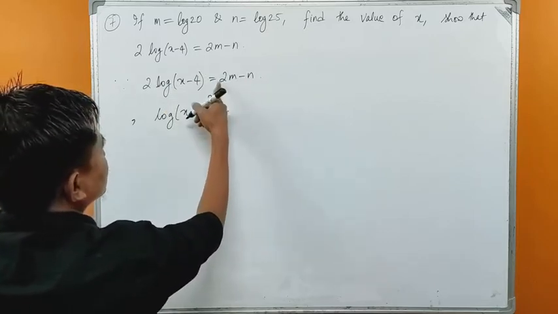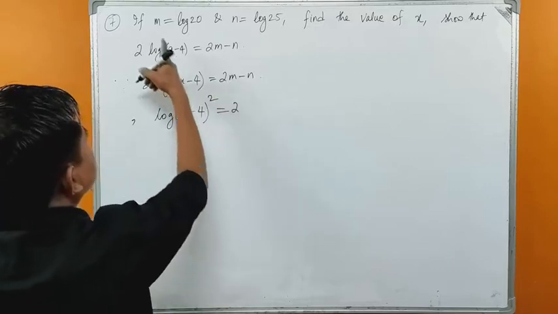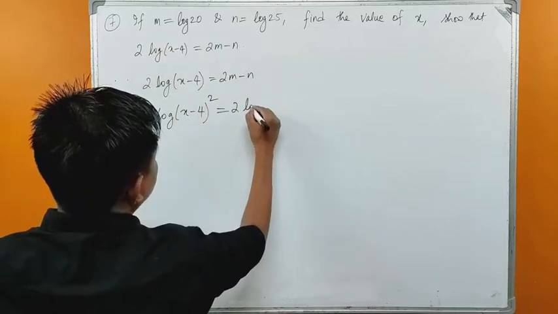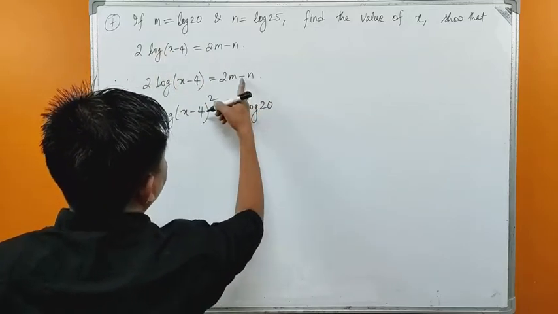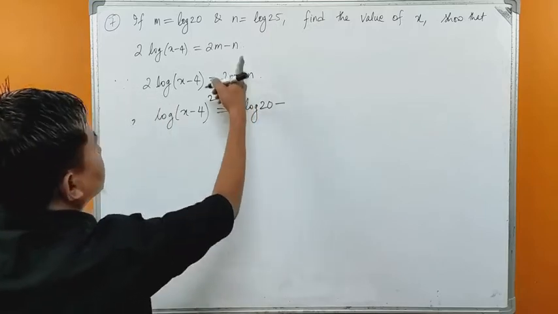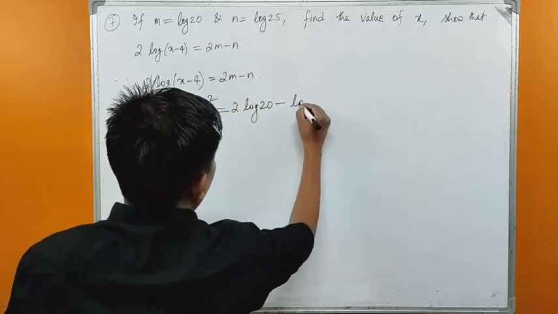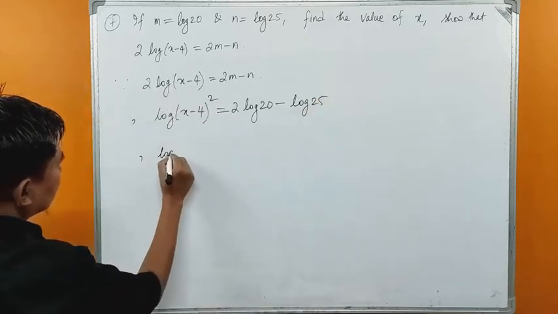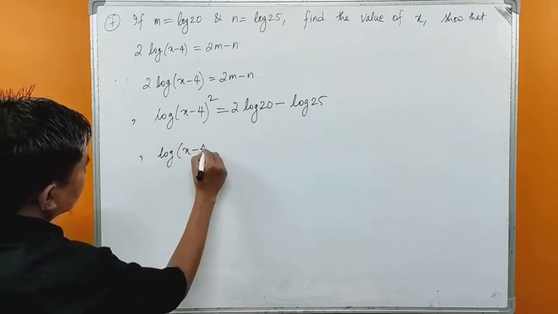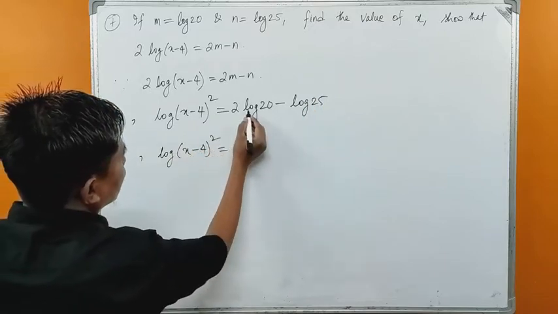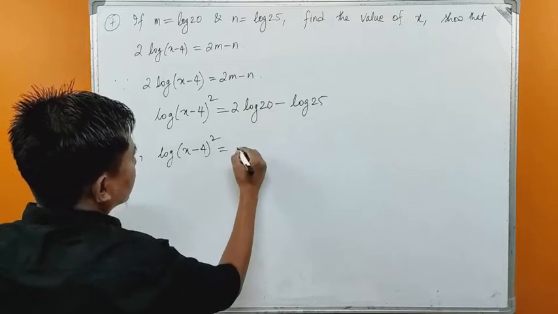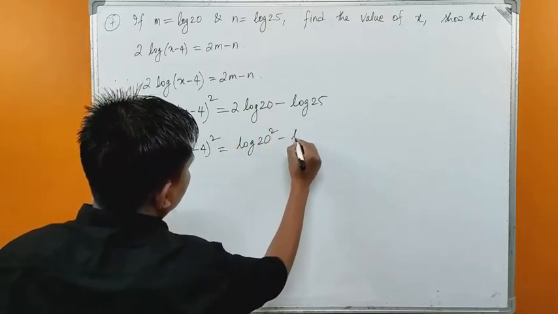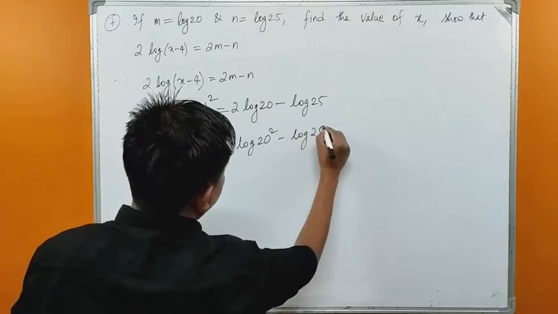So 2, this 2 we write here, m means log 20, this is given to us, isn't it? Log 20 minus n, n means log 25. So log (x minus 4) whole square equals log 20, this 2 goes to the power, okay? Log 20 square minus log 25, isn't it?